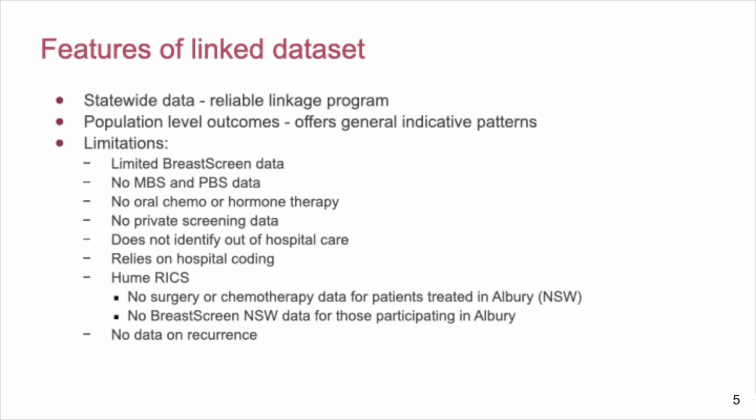A lot of the data requires hospital coding. So a lot of this is really requiring a code for a patient to be admitted, whether it be for an admission for treatment or admission for surgery or radiotherapy. And we really do lack data on recurrence and the advanced setting. Also, just to say, from Hume data, there is some gaps there with regards to whether patients cross the border into New South Wales or those New South Wales data participating in Albury.